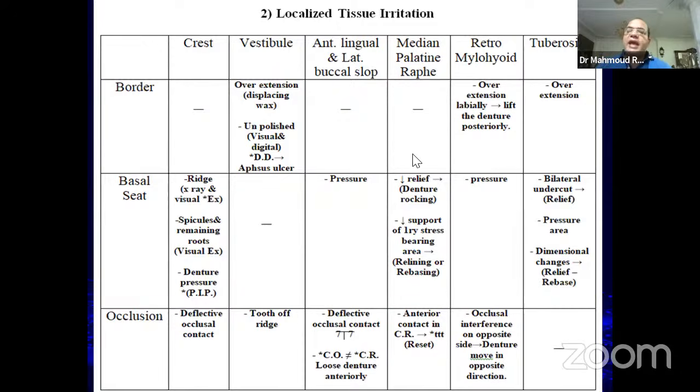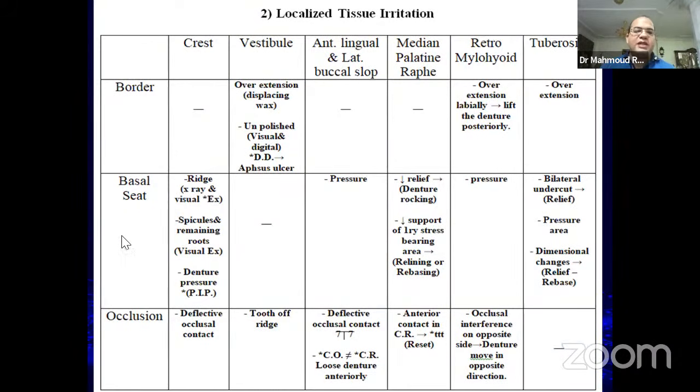Also, at the border, we may have a complaint in the retromylohyoid area from overextension of the lingual flange that may lift the denture posteriorly. We may also have a problem in the tuberosity area from overextension of the posterior buccal flange.